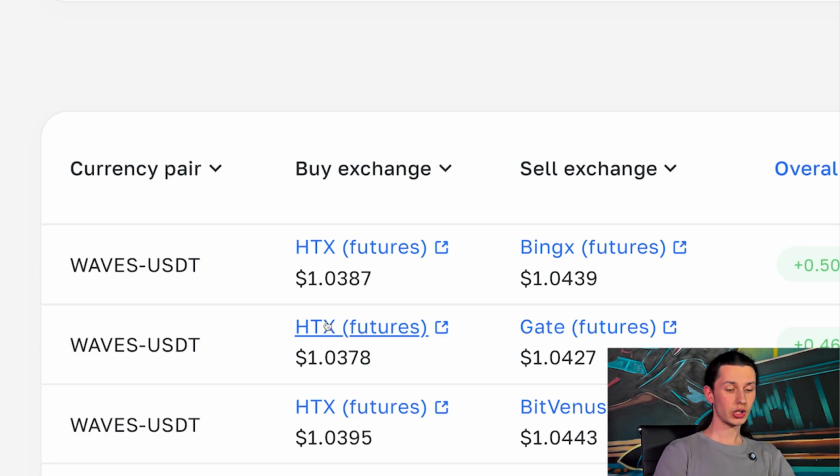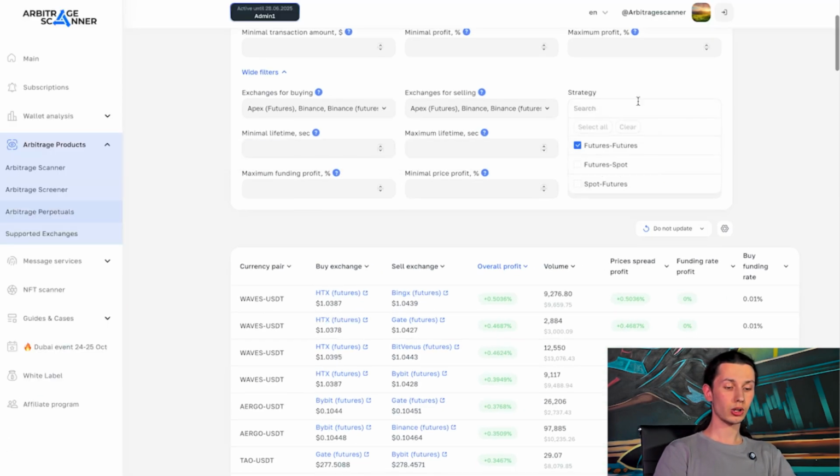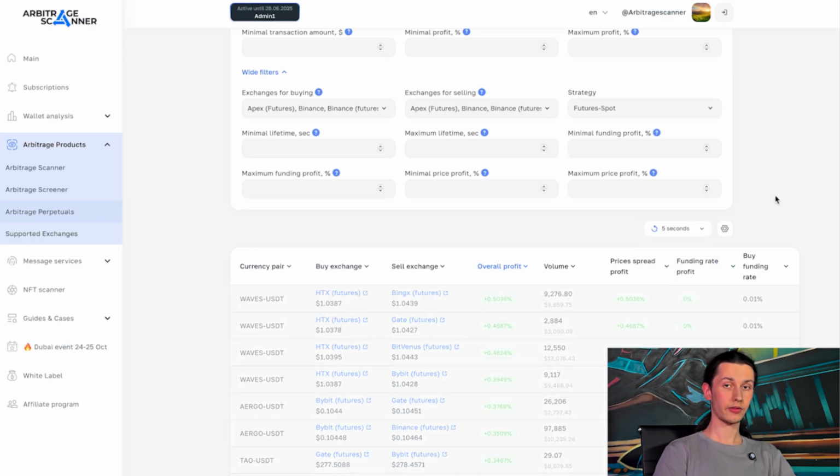And the next strategy is a bit trickier. It is called futures plus spot. The trick here is that we need to have tokens on the spot market already before we enter the deal. So let's look at some examples.